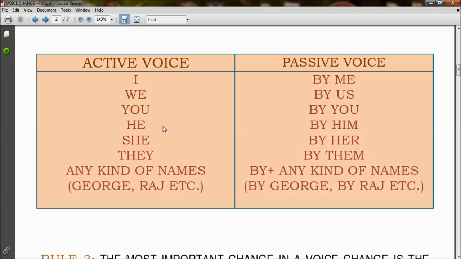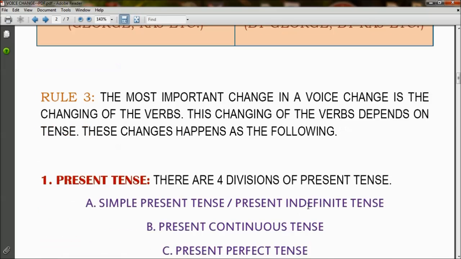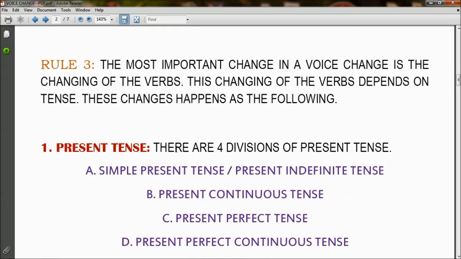He becomes by him in passive voice. She becomes by her. They becomes by them. And any kind of names like George or Raj, etc. becomes by plus the name, that is by George or by Raj, etc. I hope the previous two rules have become clear to you all.